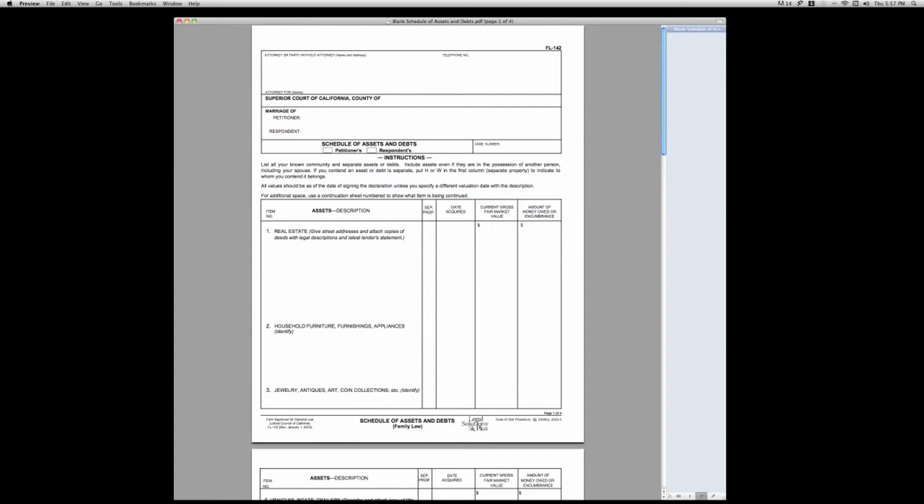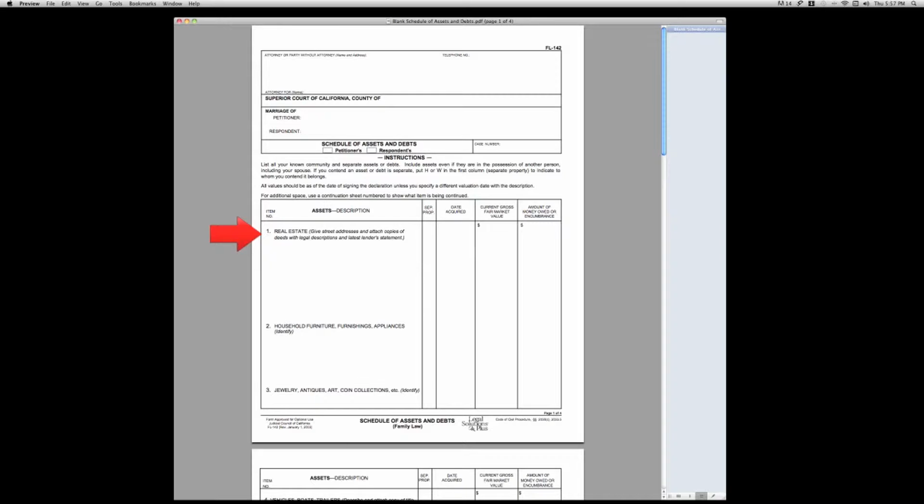We're looking right now at a schedule of assets and debts. And we're going to see several different categories of property and a handful of different categories of debt. Each of these items should be completed if you have anything that matches the category. So let's start with item number 1.